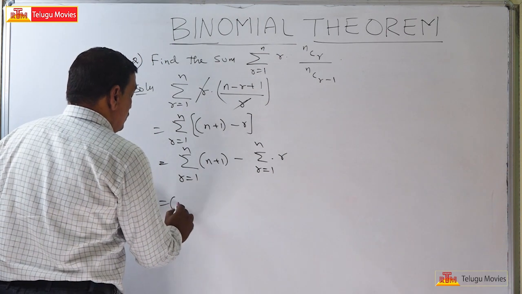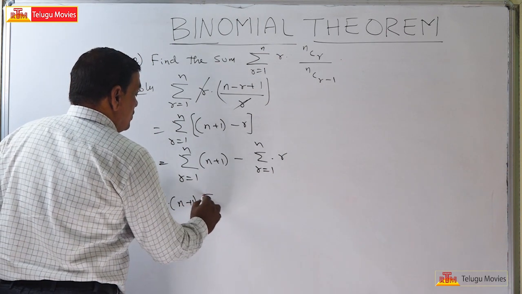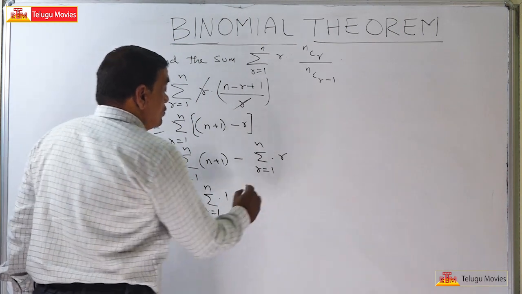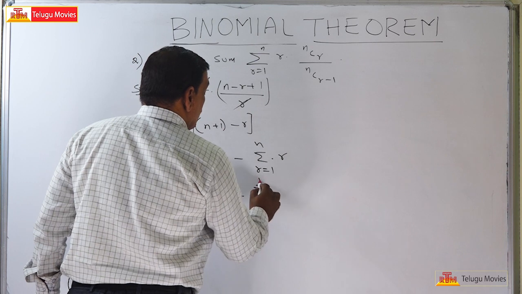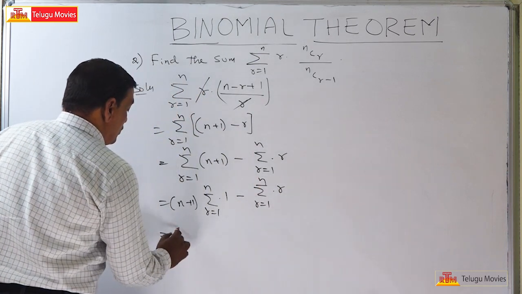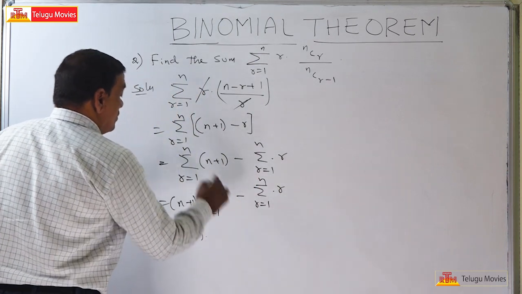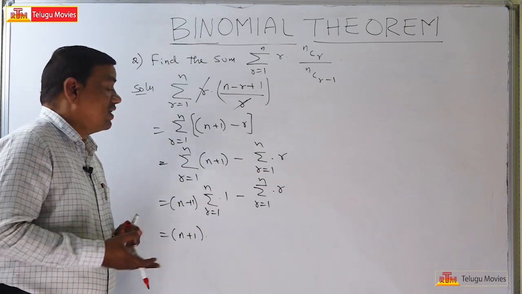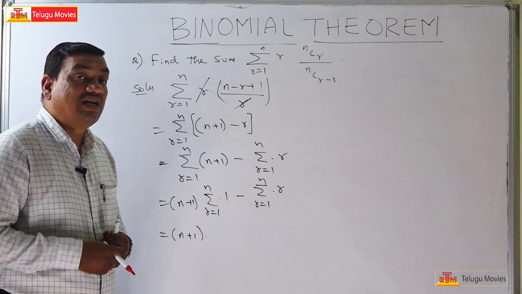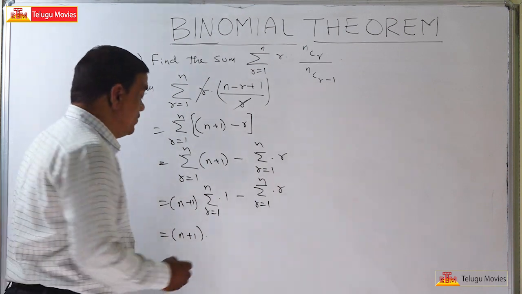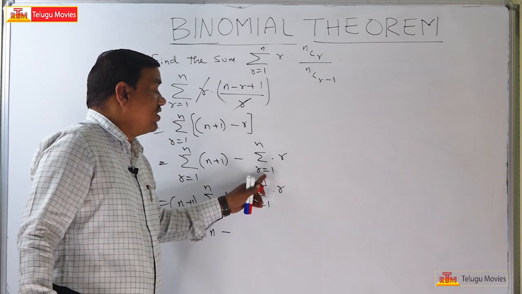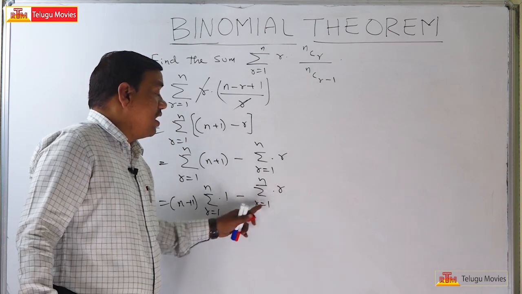So this is equal to (n plus 1) into sigma r runs from 1 to n, just simply 1 is there. So this is sigma r runs from 1 to n of r. So this is equal to (n plus 1) into sigma r runs from 1 to n of 1. What does 1 mean here? 1 plus 1 plus 1 plus 1. How many ones are there? n ones are there. That's why we can write it as n minus sigma r runs from 1 to n of r.